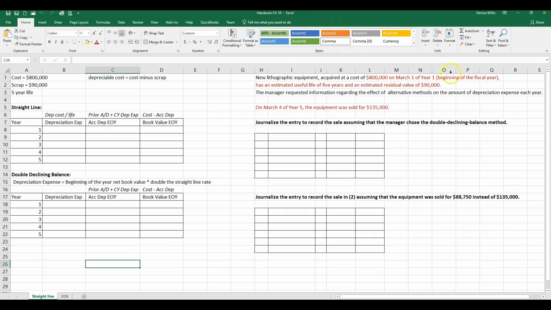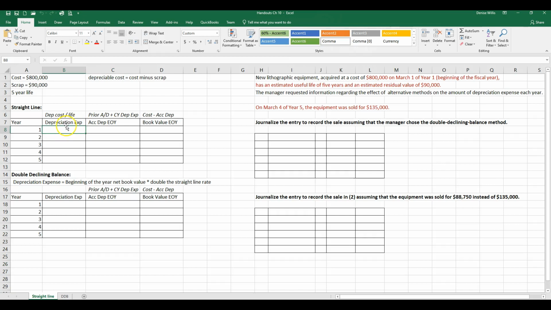It's also important to notice that even though this is March 1st, we're not dealing with a partial year in year 1 because March 1st is the beginning of the fiscal year. They don't have a calendar year end. They have a year end that's ending then on February 28th. And it starts again on March 1st. Okay, so let's come over here and do straight line.